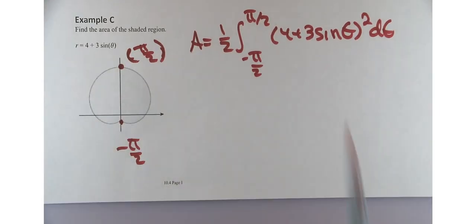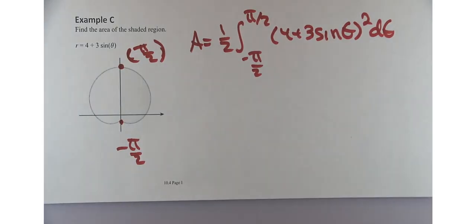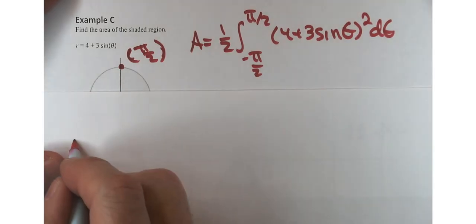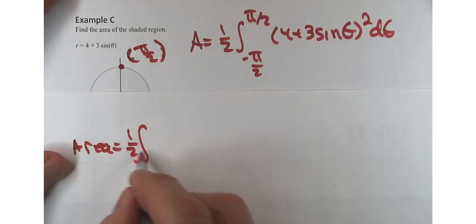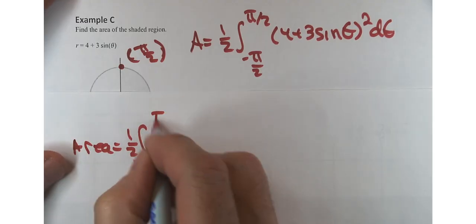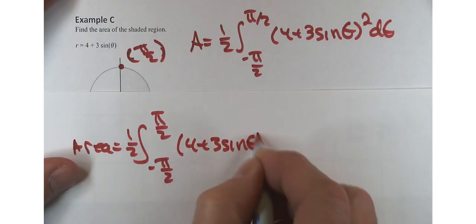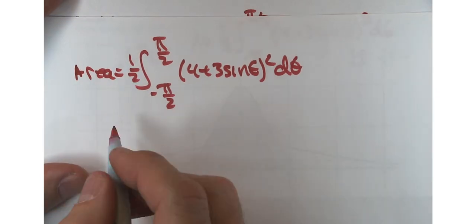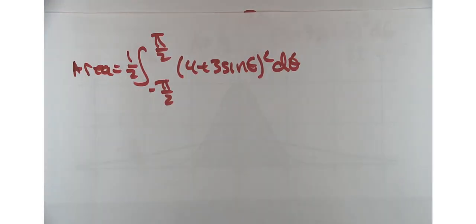Now, this is some more review kind of work here for us. In order to solve this one, I need to square that thing out. So let me do that here. Area is going to equal 1/2 the integral from negative pi over 2 to pi over 2 of 4 plus 3 sine of theta squared d theta. When you square this one out, let's be careful about this.